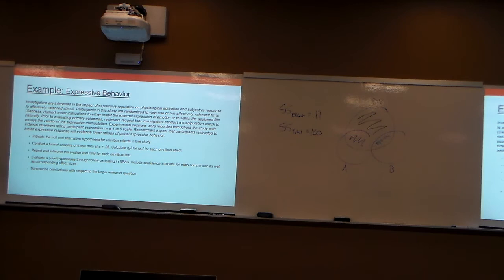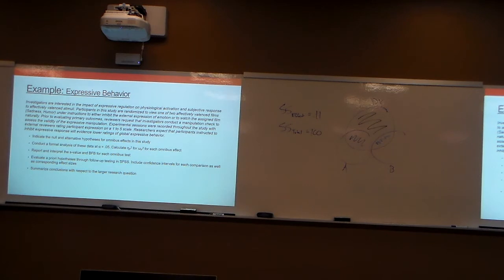And this is a true experimental design. People came in and we randomized them to each one of these things. But prior to evaluating our primary outcomes, reviewers requested that investigators conduct a manipulation check to assess the validity of the expressive manipulation. So in this hypothetical scenario, I got a response from the reviewer that said, just because you told people to inhibit their expression, did they actually inhibit? Did they do what they were supposed to do? Which is a reasonable request, right?